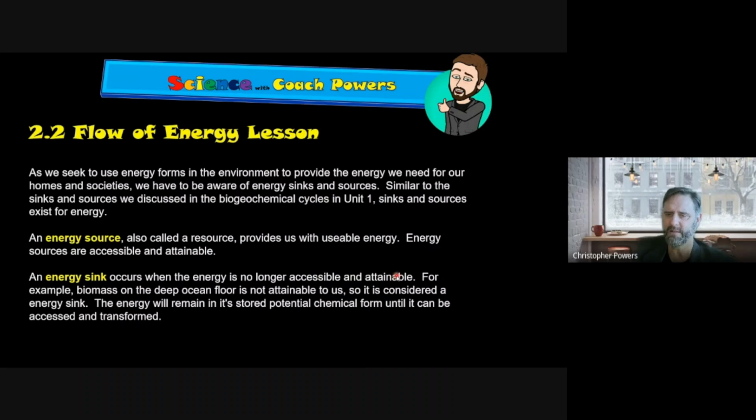For example, biomass, which is technically plants. You can use corn for ethanol. Biomass on the deep ocean floor is not attainable to us, so it's considered an energy sink. There's nothing being used there. Okay. The energy will remain in its stored potential chemical form until it can be accessed and transformed. Now, that's something we're trying to do in the future more and more if you learn about the future of ocean exploration and usage.